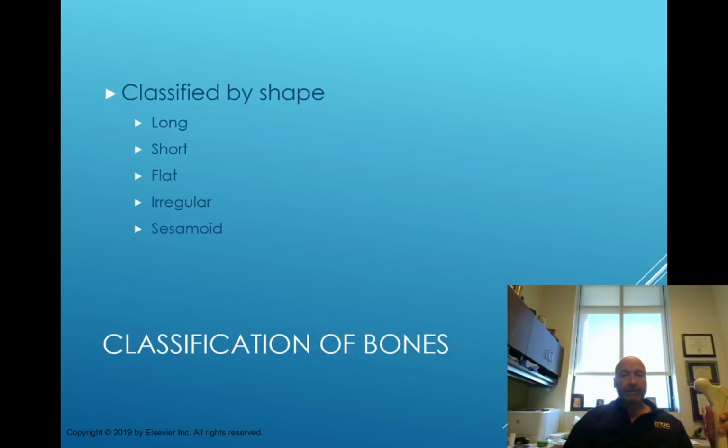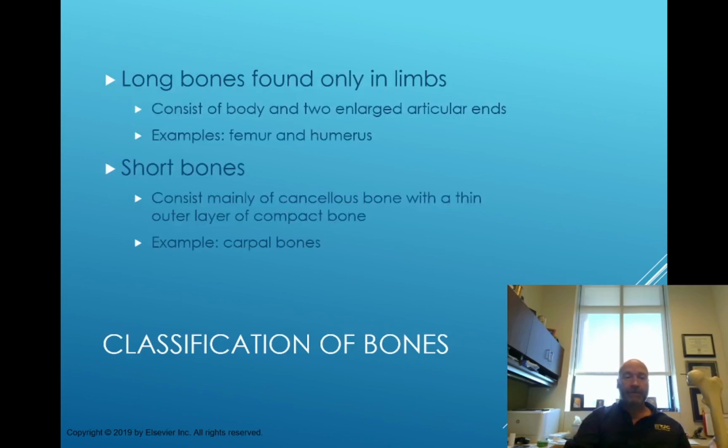So our classifications of bones: we've got long bones, and what you'll find in anatomy and in medicine is if you have a distinction like long, you'll have another distinction like short. Now, it doesn't always wash out that way, but in a lot of cases it does. So we have long bones, short bones, flat bones, irregular bones, and sesamoid bones. We'll talk about each one of those.